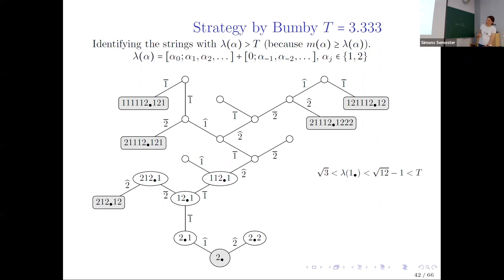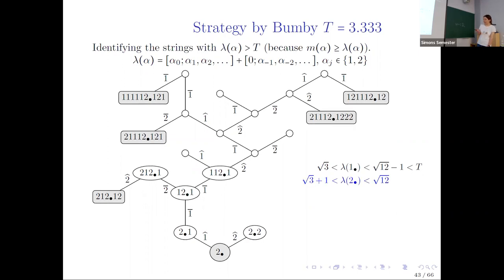So what I do here, I start at the very bottom. I start with the digit 2, and then I can add numbers to it, to the left and to the right. My sequences are of 1 and 2, so I can add either 1 or 2. And a simple computation tells me that I should not even try to start with 1. Here the dot denotes the 0 position, because if my sequence has 1 at the 0 position, then this lambda function is going to be between square root of 3 and square root of 12 minus 1, and it is smaller than t, so these sequences are not relevant to me. Therefore, I start with the sequences which have 2 in the 0 place, and this is good. If you take 2 at the 0 place, then you're somewhere between square root of 3 plus 1 and square root of 12.